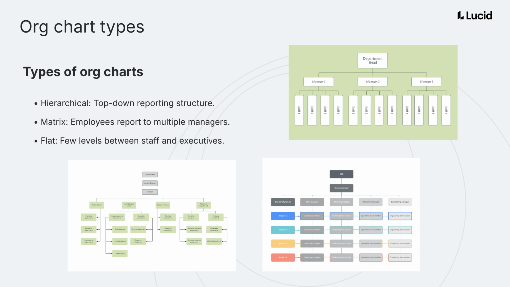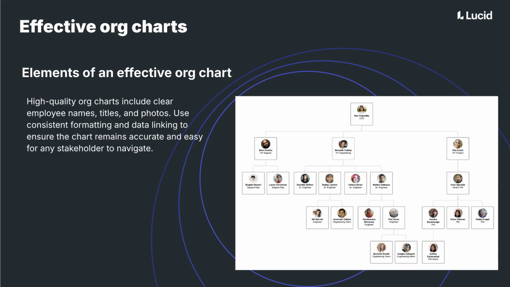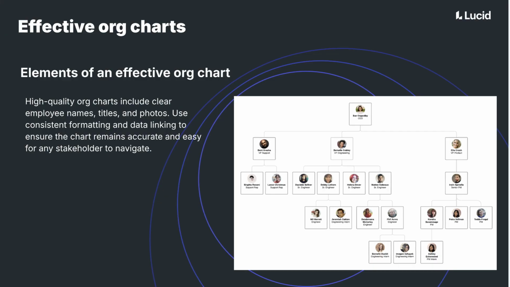There are several types of org charts. The hierarchical structure is most common, but matrix and flat structures are also effective depending on your specific team needs and operational style. What are the elements of an effective org chart? You need clear names, titles, and photos. Consistency is key, so use uniform shapes and colors to make the information digestible.